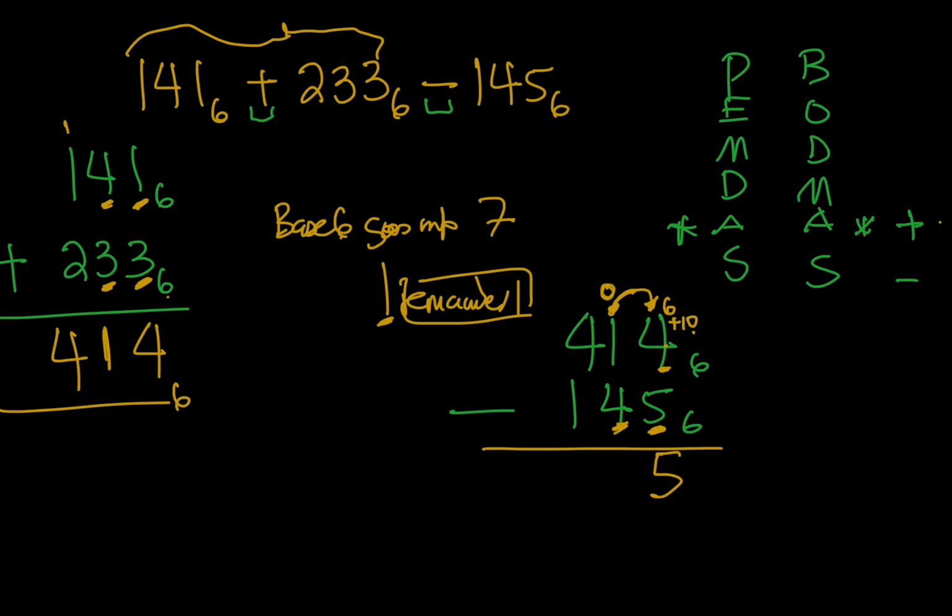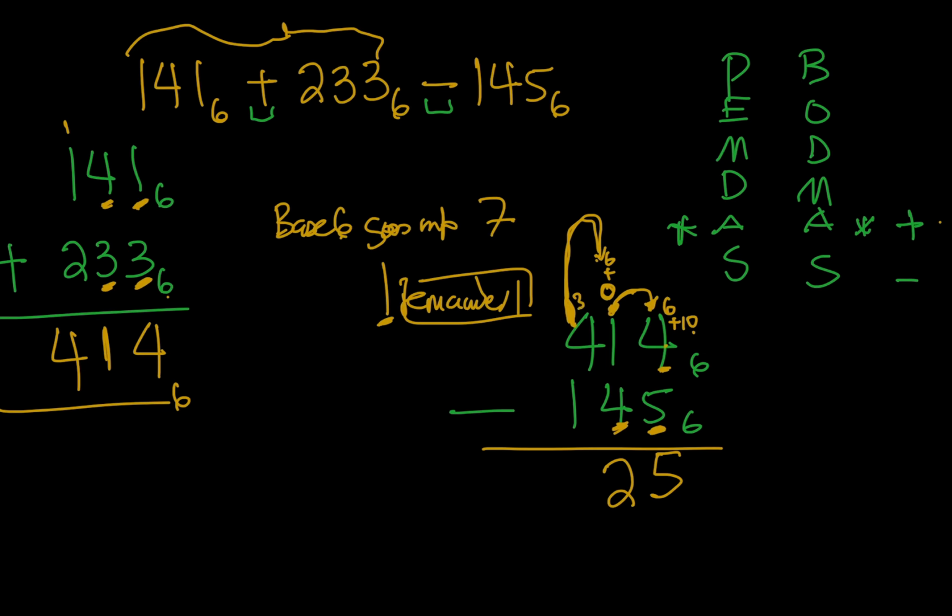Can you take 4 from this 0? No, it's not possible. But we can come to the next neighbor and bring 1 here. That 1 that we're bringing is which base? It's base 6. So we add the 6 to this 0. It gives us 6. 6 plus 0 is 6. Now we can take 4 from that 6 and we get 2. But remember, we took 1 here. Once we took that 1 here, this 4 is no longer 4.